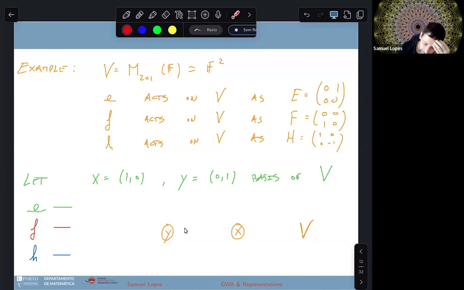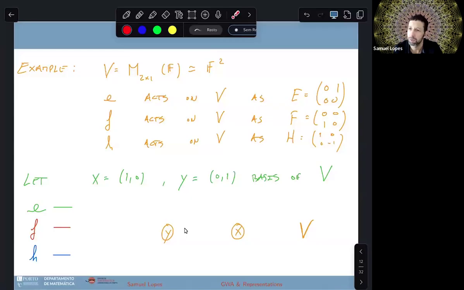So let's fix a basis for these column vectors. I'm calling the first element of the canonical basis, the column vector 1, 0, X, and the basis element 0, 1, I'm calling Y. It's not very usual to give these names to basis elements, but you'll see why I want to do this. And so what's the action of E, the action of F, the action of H?